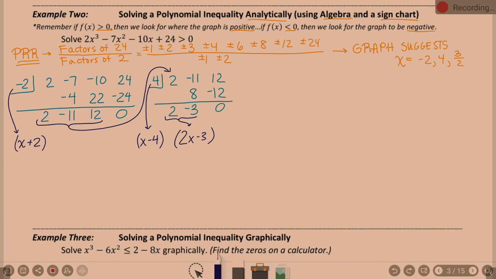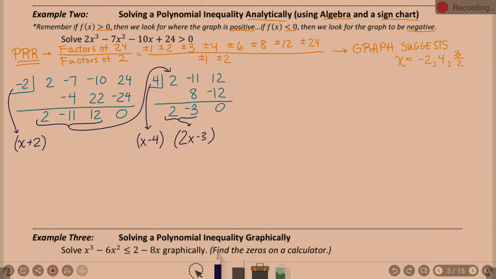In all honesty, if we wanted to stop here at 2x squared minus 11x plus 12 and do a slip and slide or product of AC, we could have factored that right there. But I think synthetic division is just as easy at that point. Okay, so what we've done is we took that 2x cubed minus 7x squared minus 10x plus 24, and we have factored it. We can use that factored form with our number line.